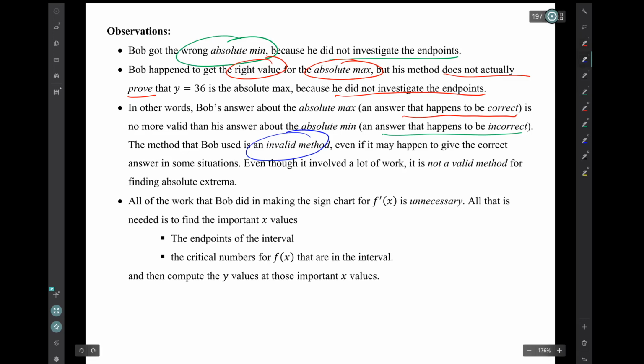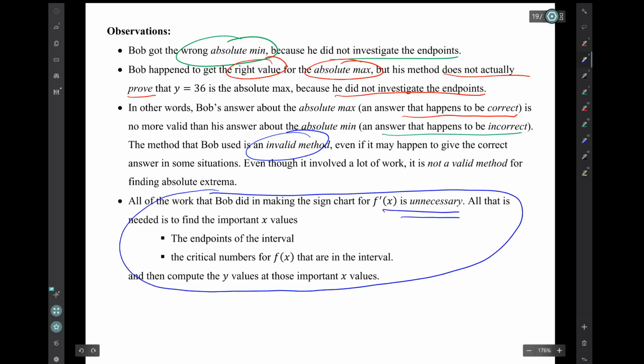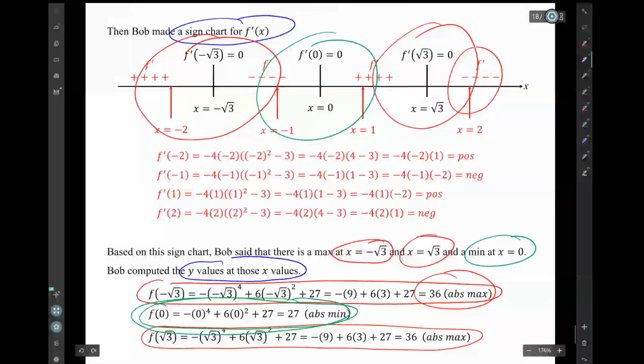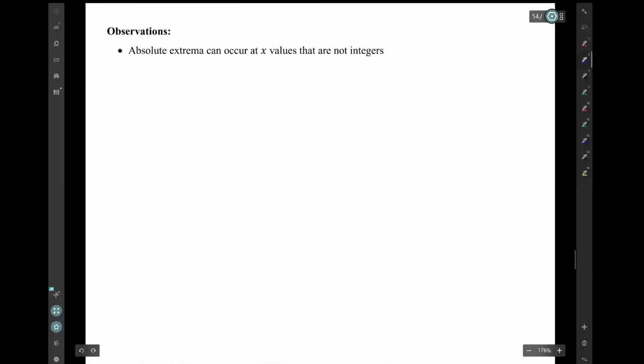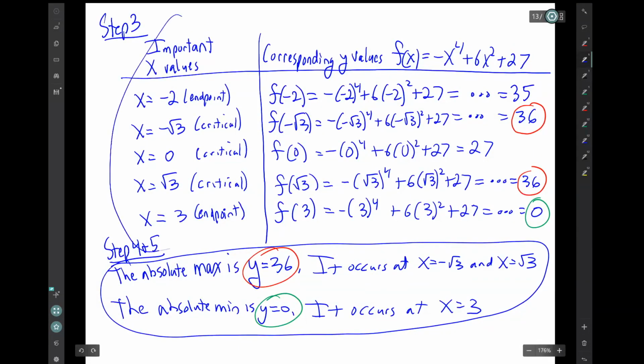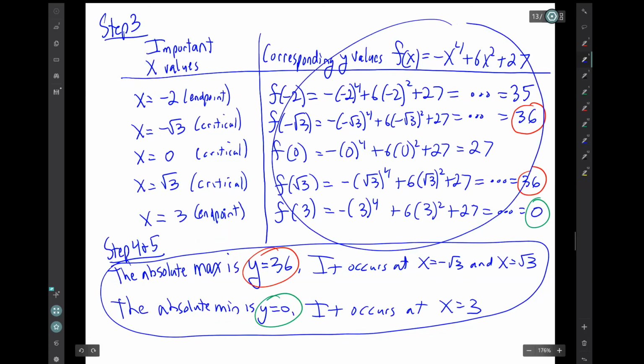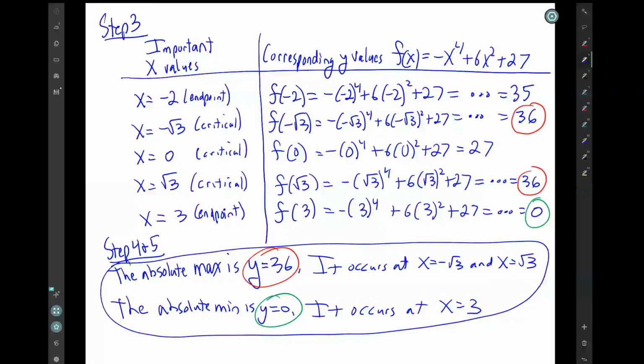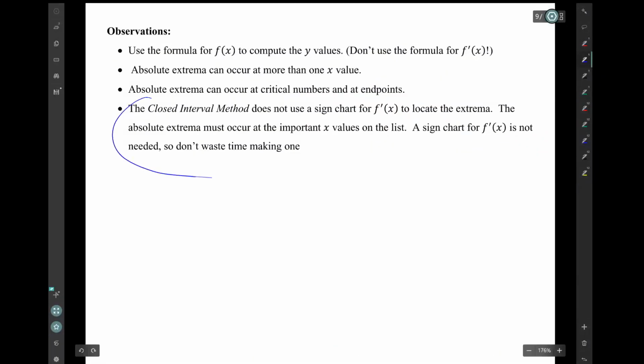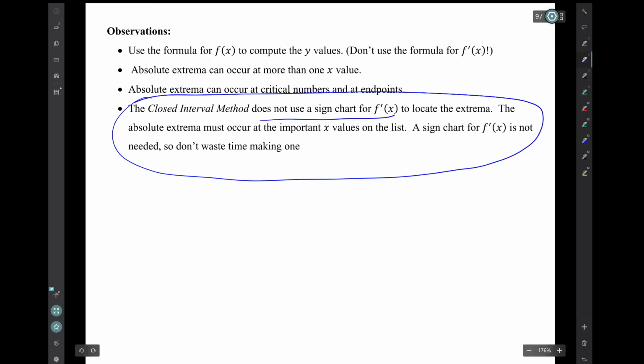Now, think about this. All the work that Bob did in making the sign chart for f prime is unnecessary. All you need is this list of important x values and the corresponding list of y values. You don't need to make a sign chart for f prime. Remember, I mentioned that after our first example. I said the closed interval method does not use a sign chart for f prime to locate the extrema. So a sign chart for f prime is not needed, so don't waste your time making one.